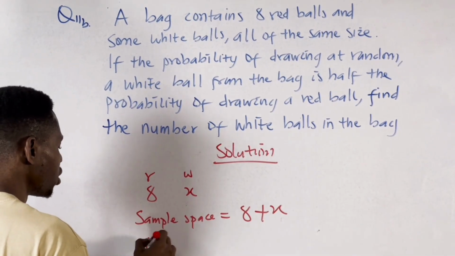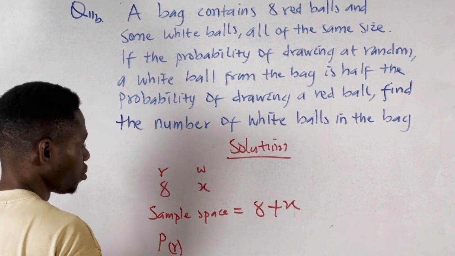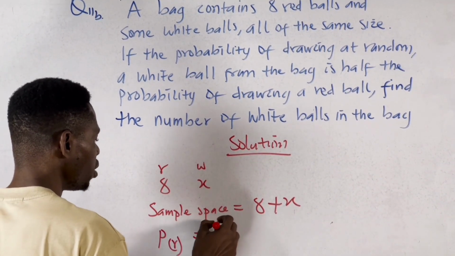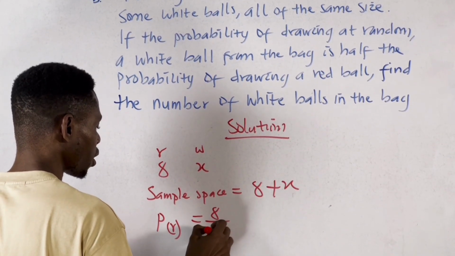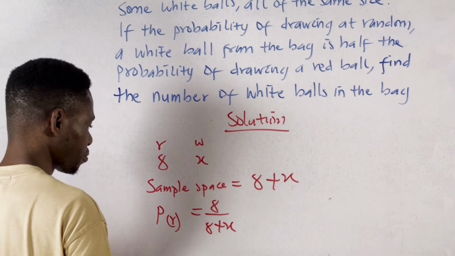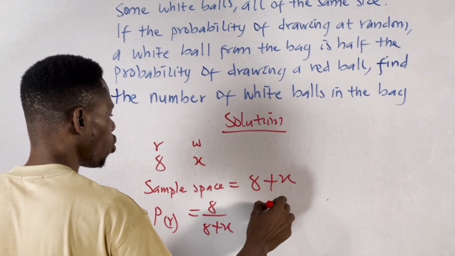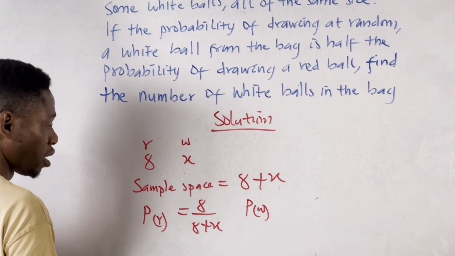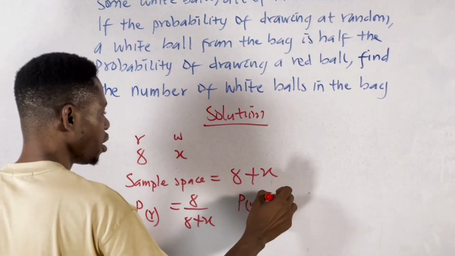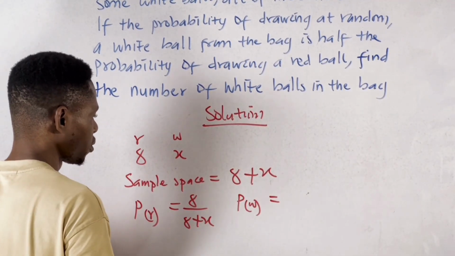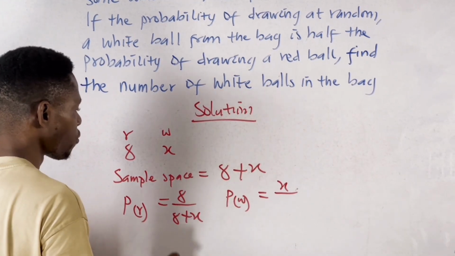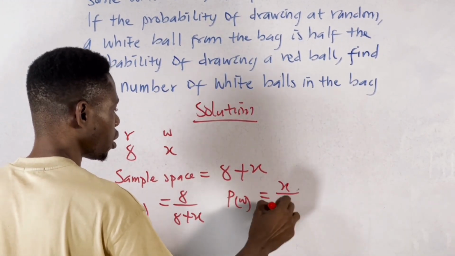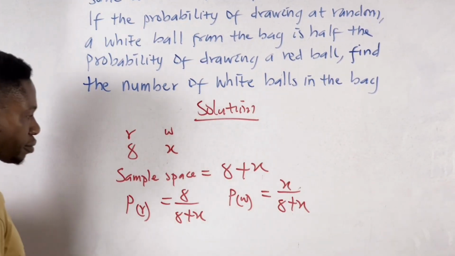Now what's the probability of picking a red ball from the bag? Probability of picking a red ball will be 8 over the sample space, which is the total possible, which is 8 plus X. Now what's the probability of picking a white ball from the bag? Probability of picking a white will be the number of white. The number of white balls is X out of the total, which is 8 plus X.